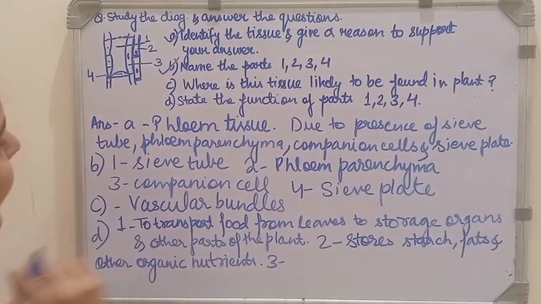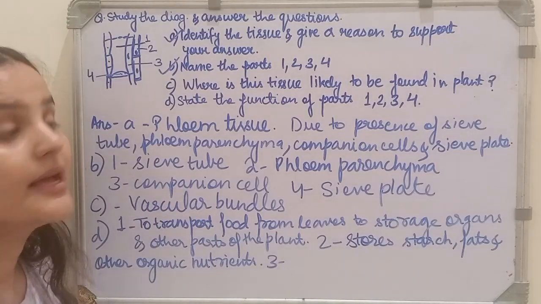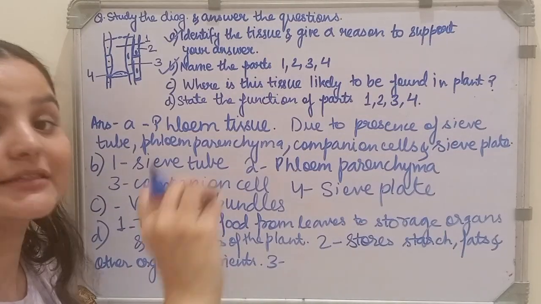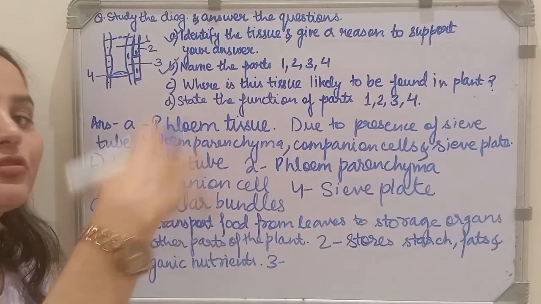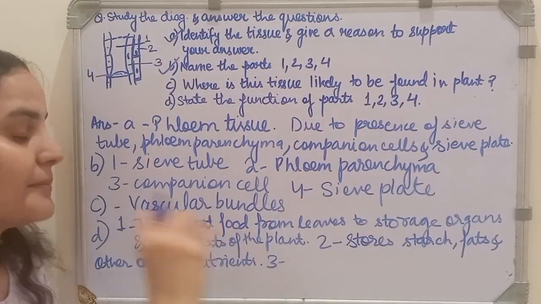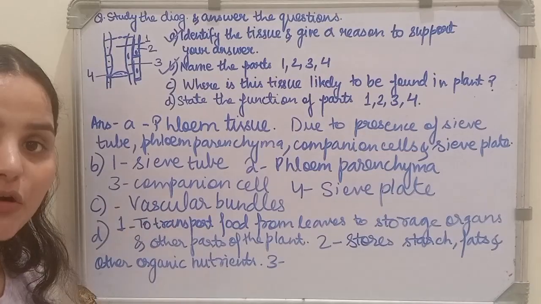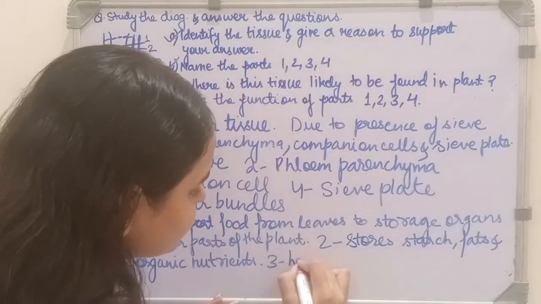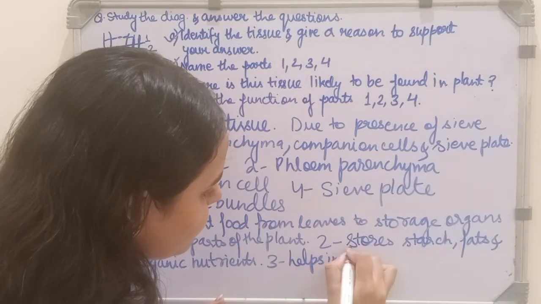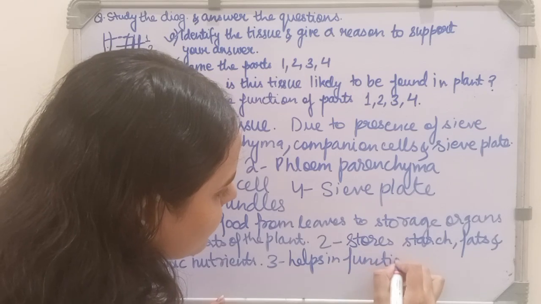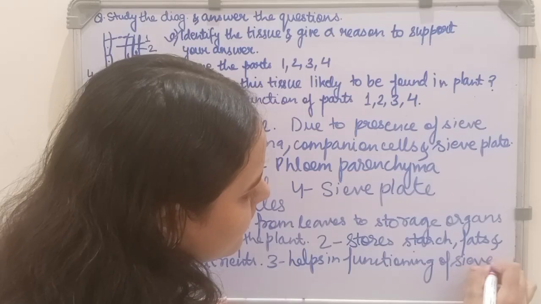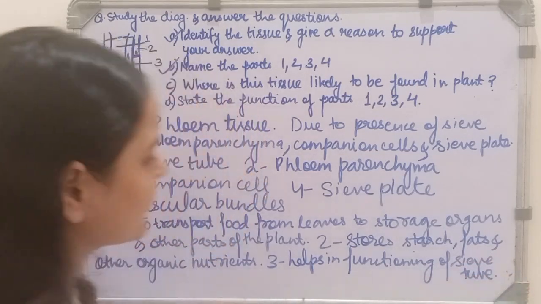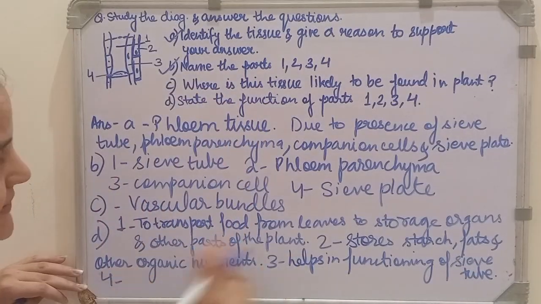Now part 3 is companion cell. So what is the function of companion cell? Companion cells help in the functioning of sieve tube element. So sieve tube transports the material, and this companion cell is helping in the functioning of sieve tube. So it helps in functioning of sieve tube.